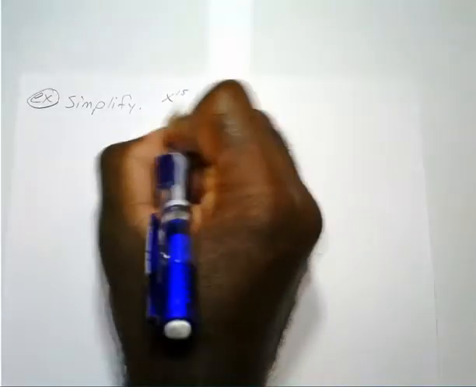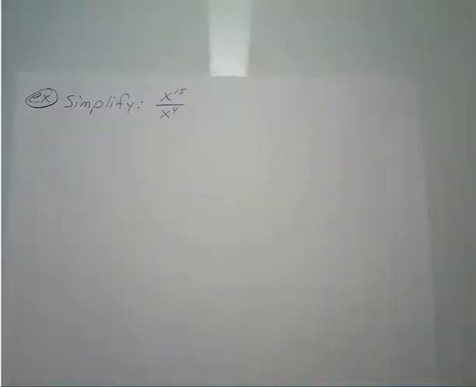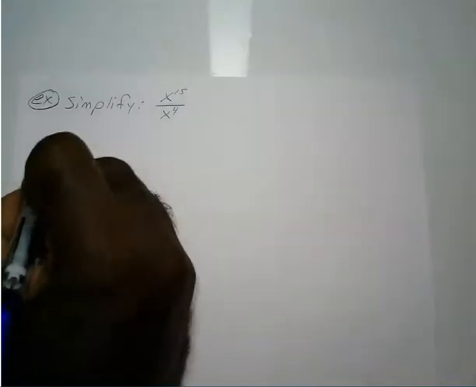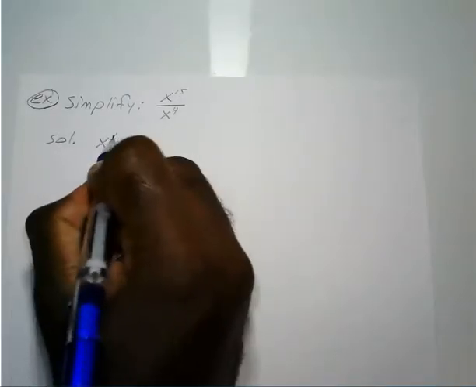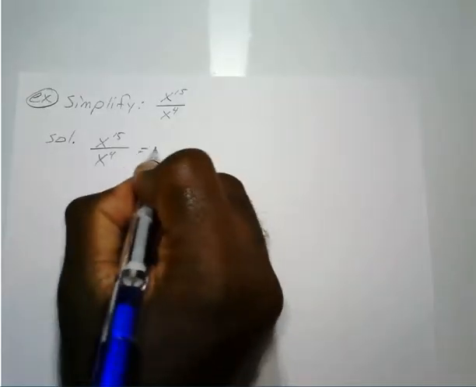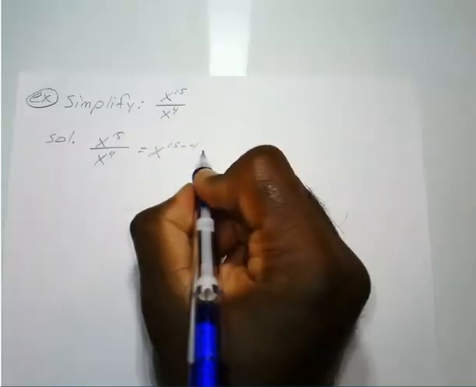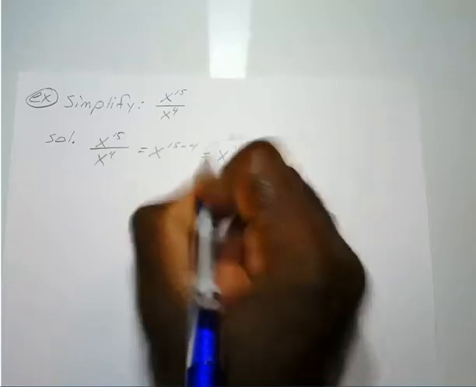So let's say, for example, we want to simplify x to the 15th power over x to the 4th power. Remember, the bases are the same. So it's x to the 15 minus 4, which is x to the 11th power.